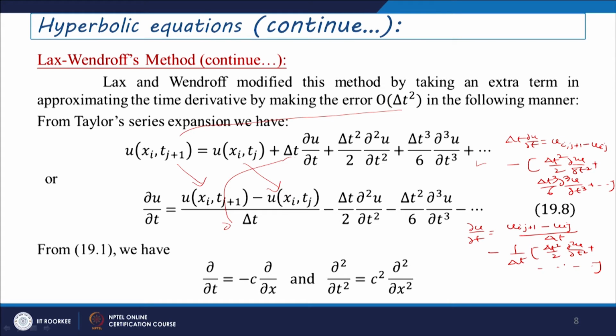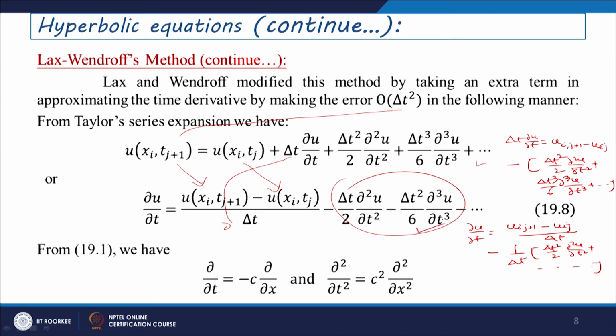And if you divide del t into these terms here, then we get the rest of the terms here, that is minus del t by 2 del square u by del t square. Again, if you consider the immediate next term here, that is in the form of del t cube, so it will be del t square by 6 del cube u by del t cube.